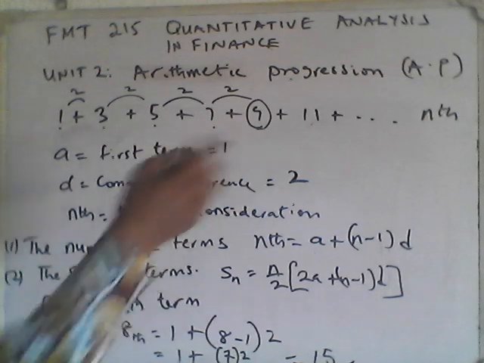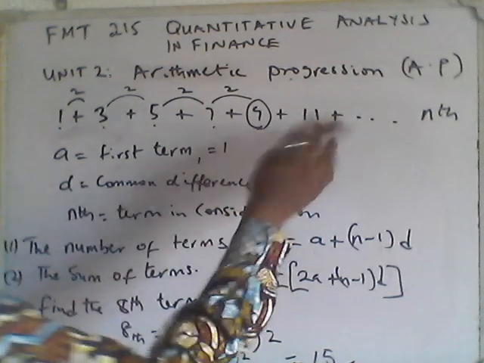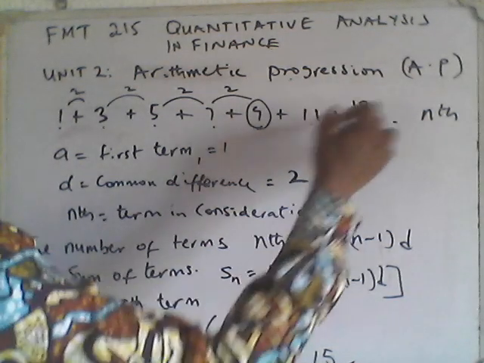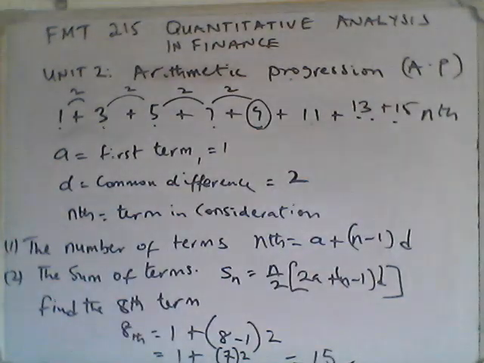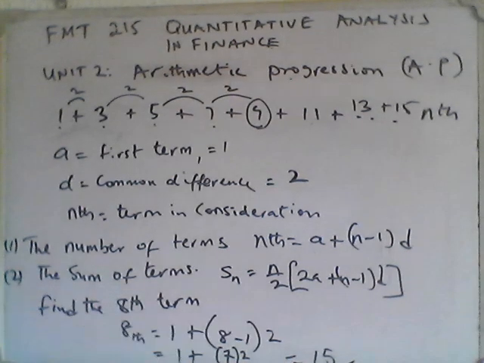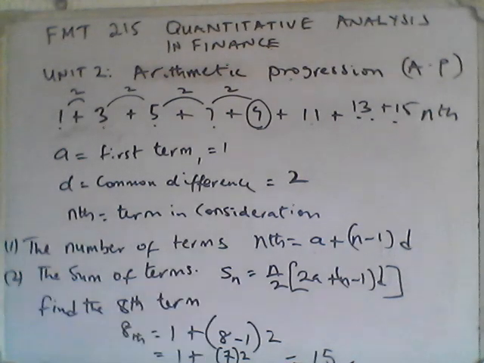Now if we decide to continue, after 11 I have 13. If I add 2 here it is 15, which is consistent with what we got with the formula. So this is always used for getting the nth term of the particular series.